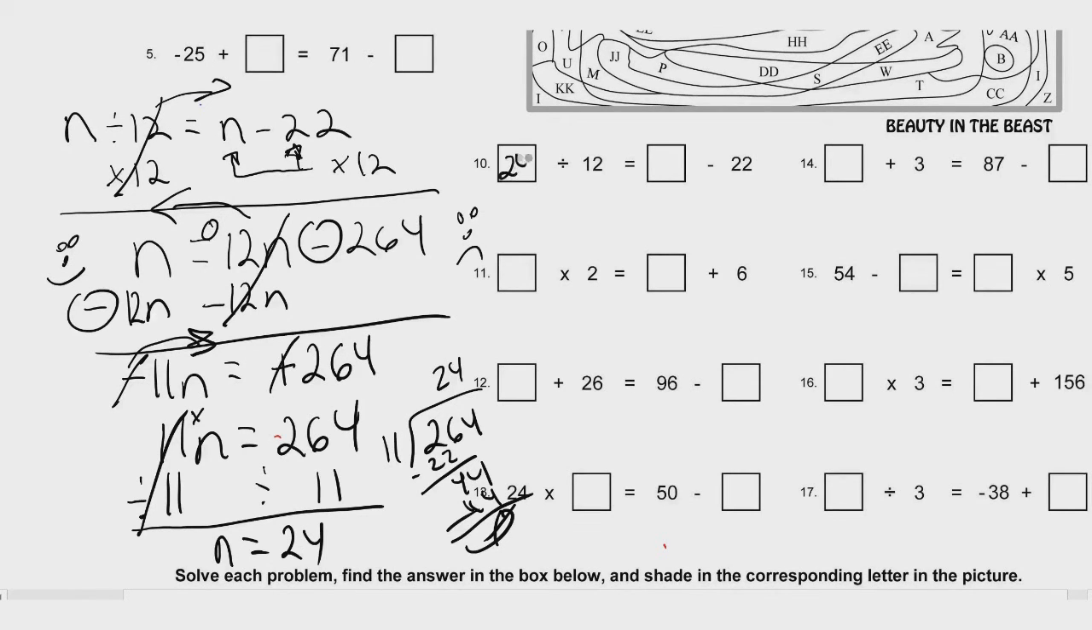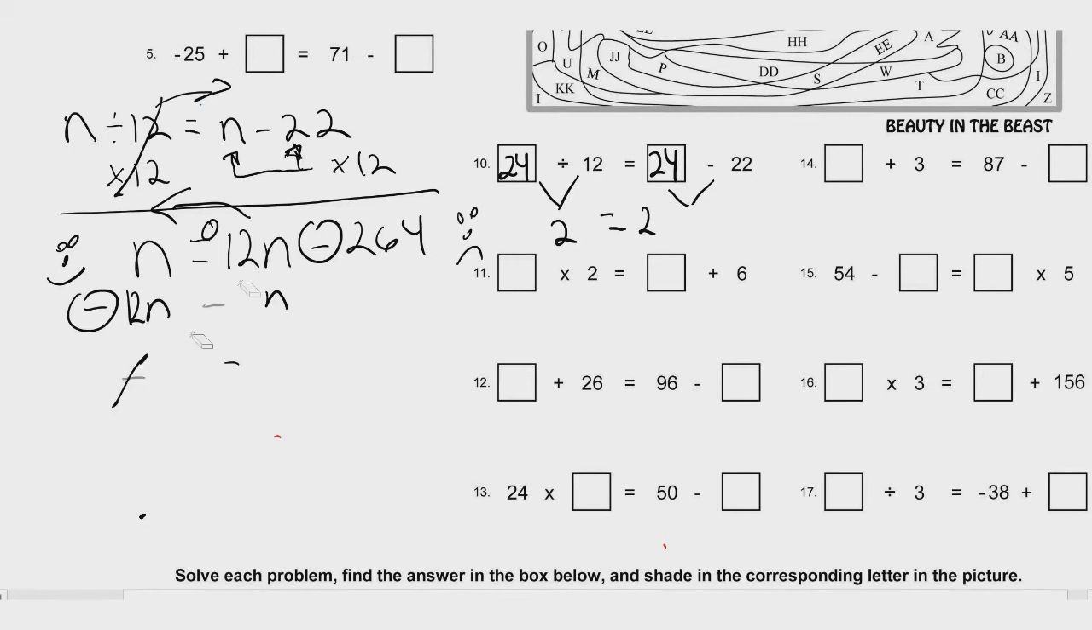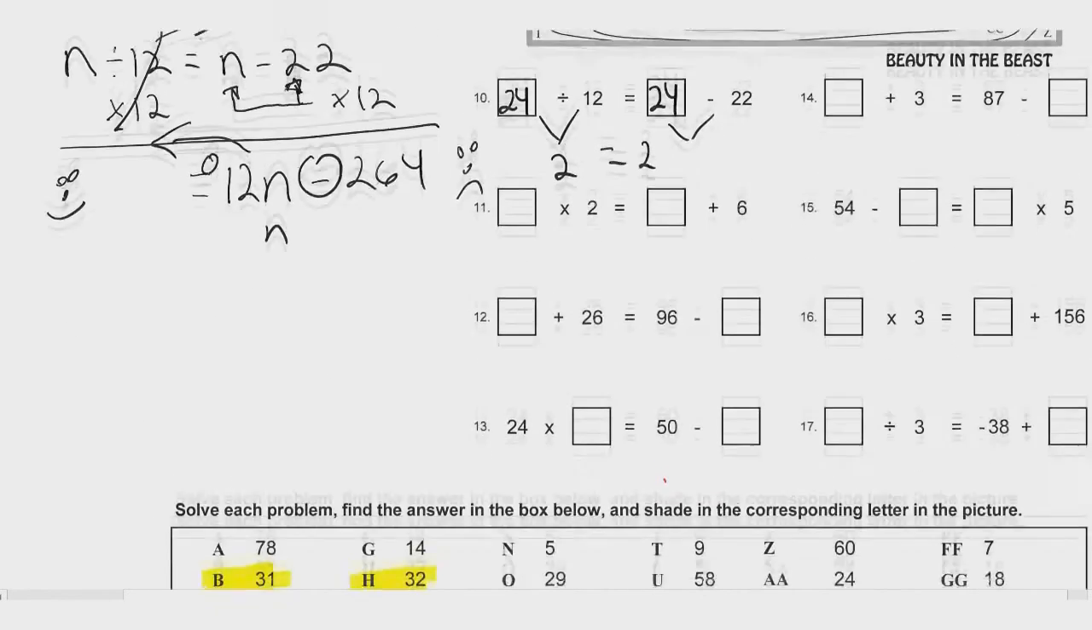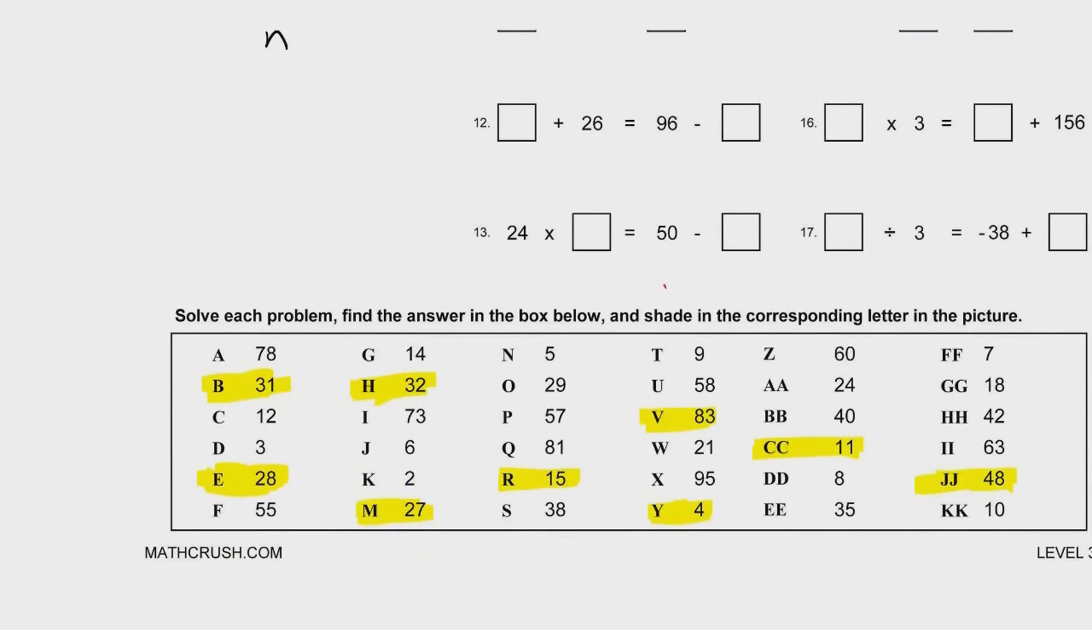So 24 goes here, and 24 goes here. 24 divided by 12 is 2, and 24 minus 22 is 2. We got the same answer. The statements are true. And all we do now is we come down here and we find the 24. 24 is letter AA.